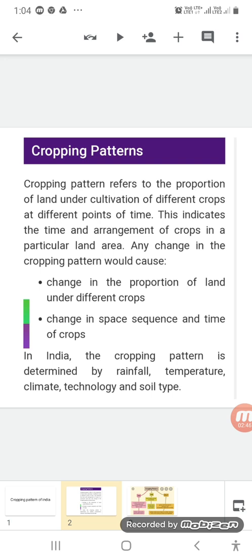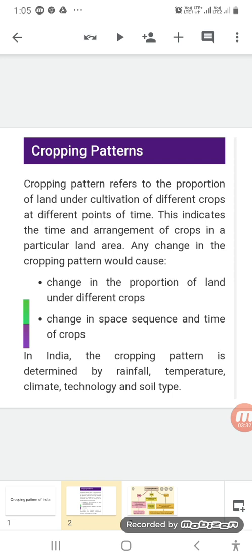In India, the cropping pattern is determined by different factors. The geographical factors: rainfall, the temperature, the climate, technology, and the soil type. For example, rainfall is the basic and important factor which determines the agriculture of any area. Suppose we know that northern and northeastern India is very fertile. The soil type is very fertile, and the area has an adequate quantity of rainfall.